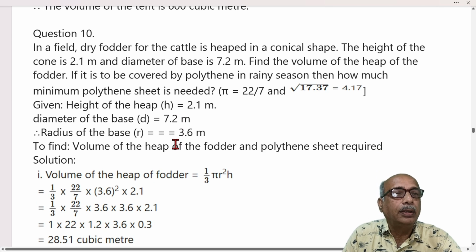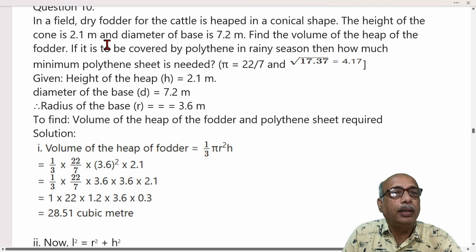Next question. In a field, dry fodder for the cattle is heaped in a conical shape. The height of the cone is 2.1 meter and diameter of the base is 7.2 meter. Find the volume of the heap of the fodder. If it is to be covered by polythene in rainy season, then how much minimum polythene sheet is needed? Where pi you have to take 22 by 7 and root of 17.37 equals 4.17.